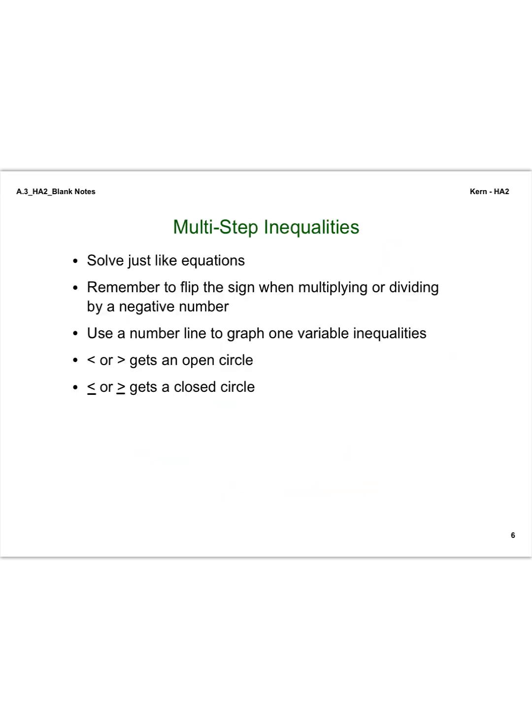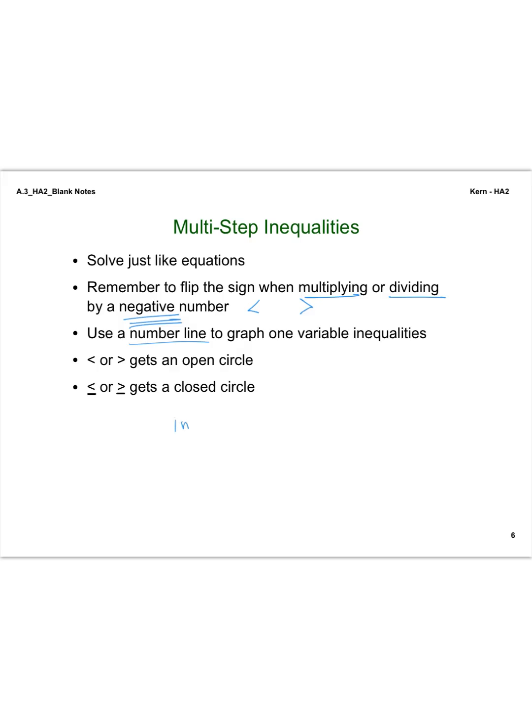All right, finally, we are going to solve some multi-step inequalities. You solve them just like equations. When you multiply or divide by a negative number, you flip the inequality sign. So if it's less than, it becomes greater than, and vice versa. You have to use a number line to graph one variable inequalities. Open circle for less than or greater than. Less than or equal to or greater than or equal to gets a closed circle.